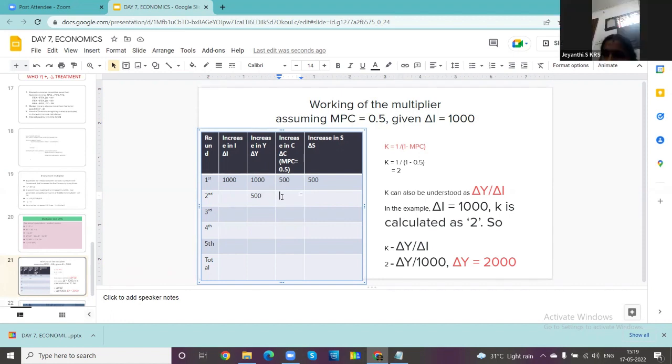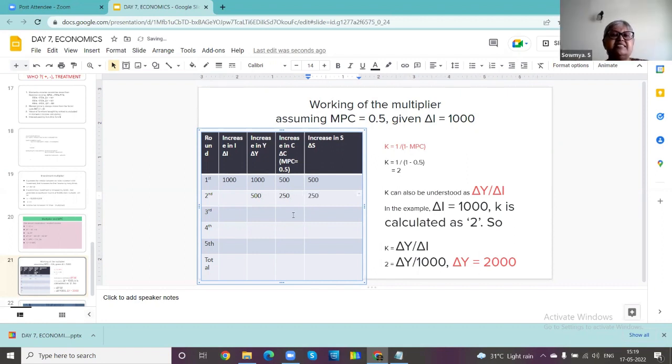Out of this, once more, half of it is going to be consumed and the other half is going to be saved up. Then this 250, which is the change in the consumption, becomes the third round of income. Once more, half of that is going to be consumed and the other half saved up. So this goes on. We need not actually go on till the end.